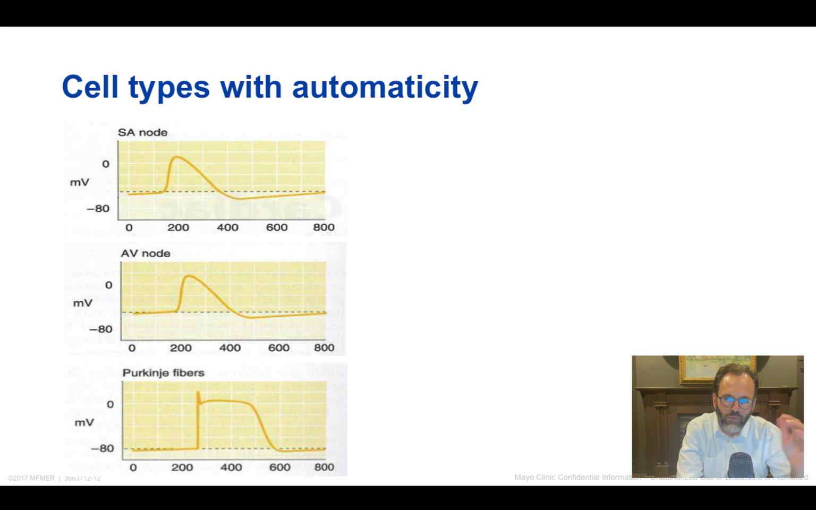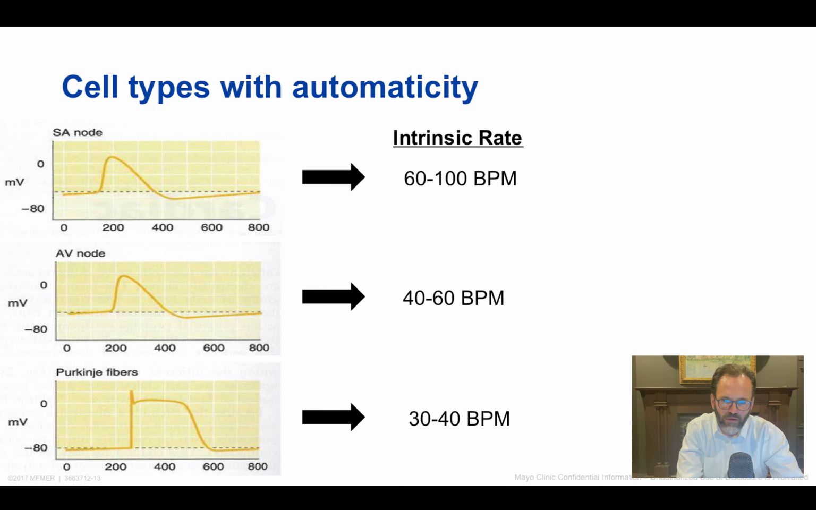And when you look at these in a little more detail, each one of these, as we mentioned, has a different rate. The intrinsic rate of the SA node, for example, is between 60 and 100 beats per minute. The intrinsic rate for the atrioventricular node is between 40 and 60 beats per minute, and the intrinsic rate for the Purkinje fibers is 30 to 40 beats per minute.